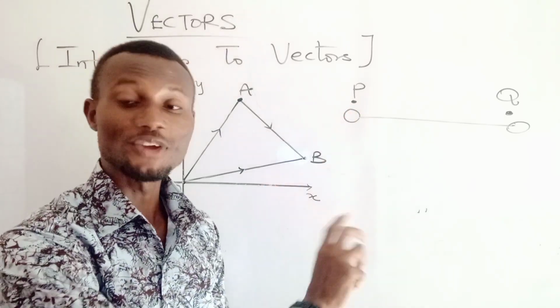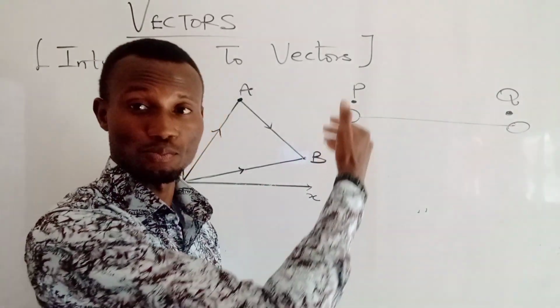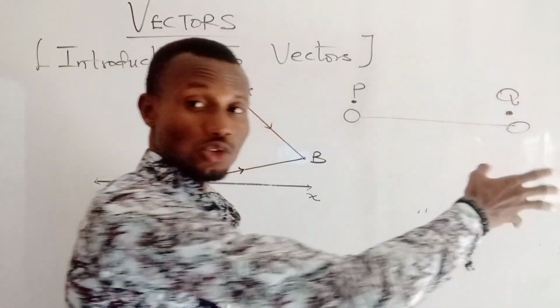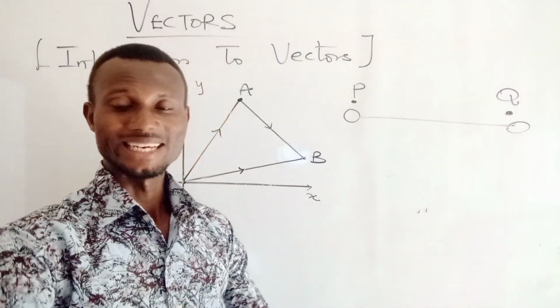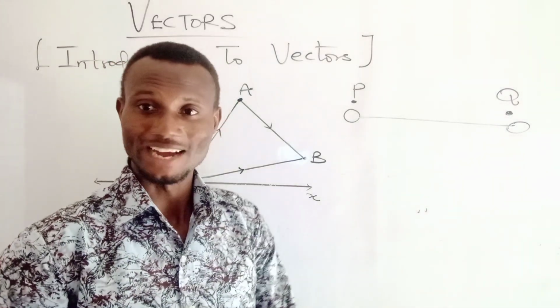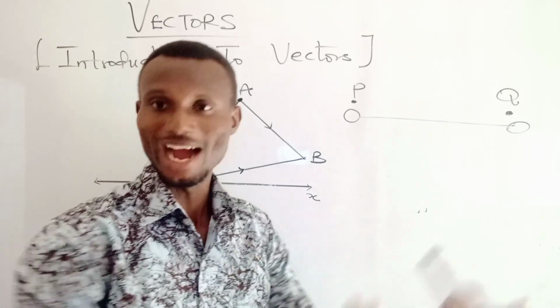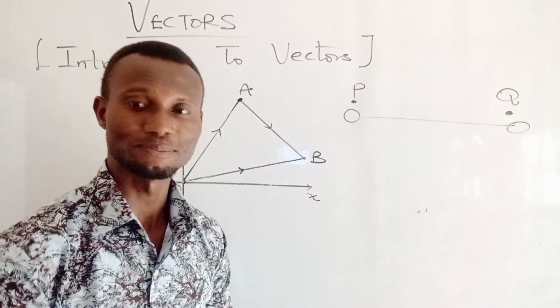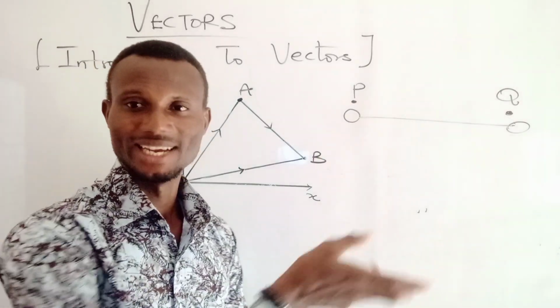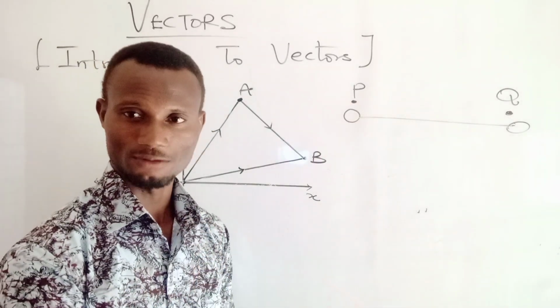Now we've moved that ball from point P to point Q. So there has been a displacement of the ball. The change of position of an object from one point to another is what we refer to as displacement. And in regards to that, there are two things involved here.